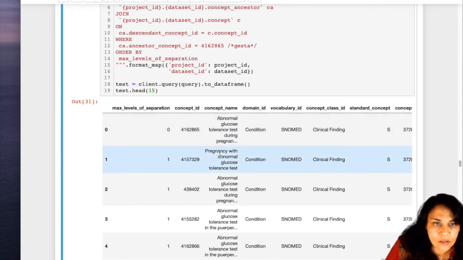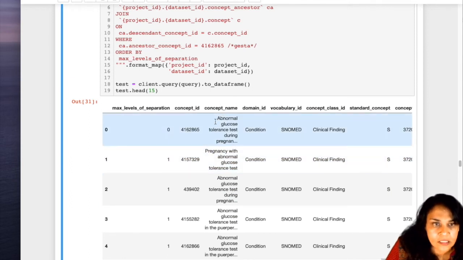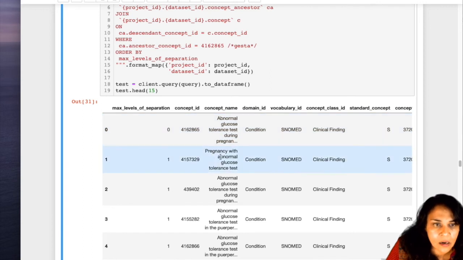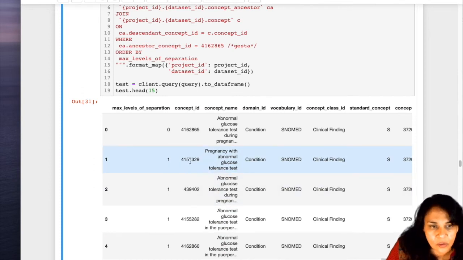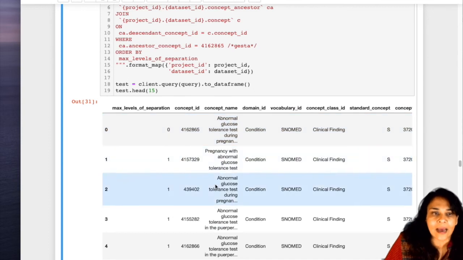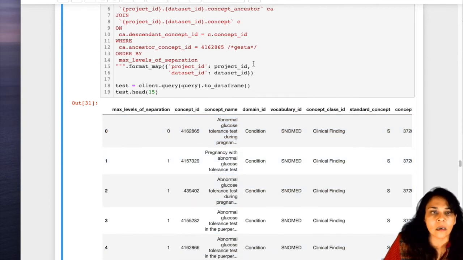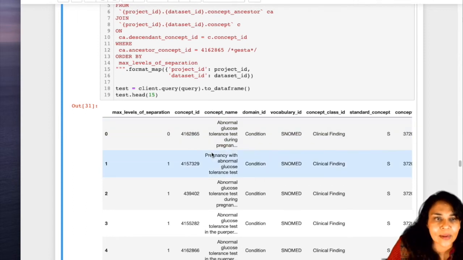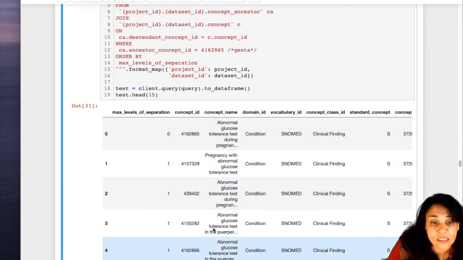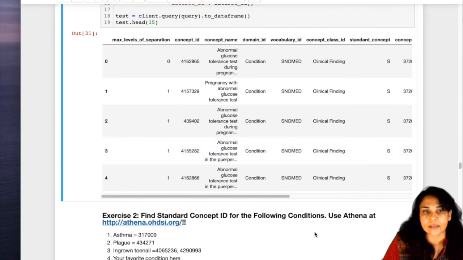So here you can see the concept is abnormal glucose tolerance test during pregnancy, and then these are all the other concepts it's related to. Pregnancy with abnormal glucose tolerance test, abnormal glucose tolerance test during whatever. These are slightly different conditions, but similar enough, and it's related. The ancestor is this, and it gets us the descendants, right? So this particular condition subsumes all of these conditions, because it's the ancestor.